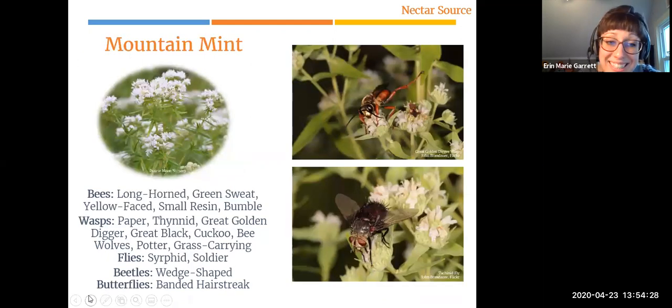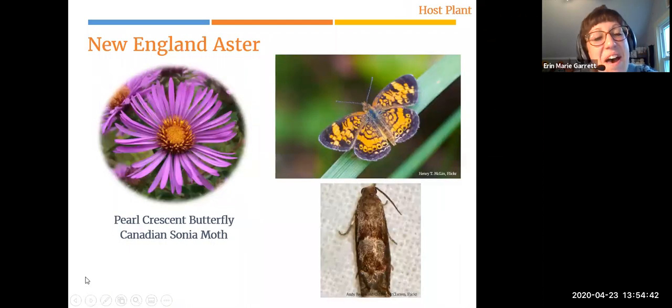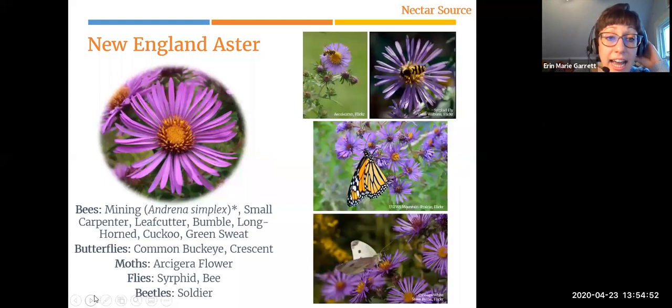Okay, mountain mint, another small white clustered flower, lots of wasps, numerous different bees, flies, beetles, butterflies. Okay, we're starting to get the theme, lots and lots of pollinators. New England Aster is going to support caterpillars from the pearl crescent butterfly and this Sonia moth that we have pictured here, and then act as a nectar source for, again, numerous different bees, several different butterflies, soldier beetles again, some flies and moths.